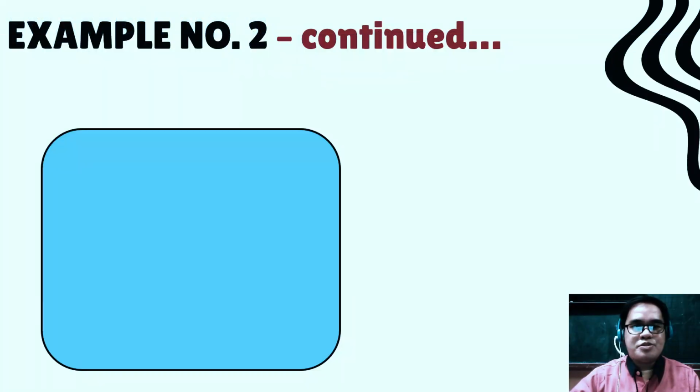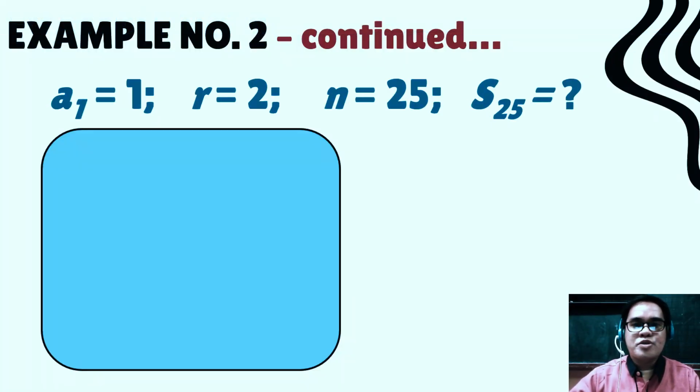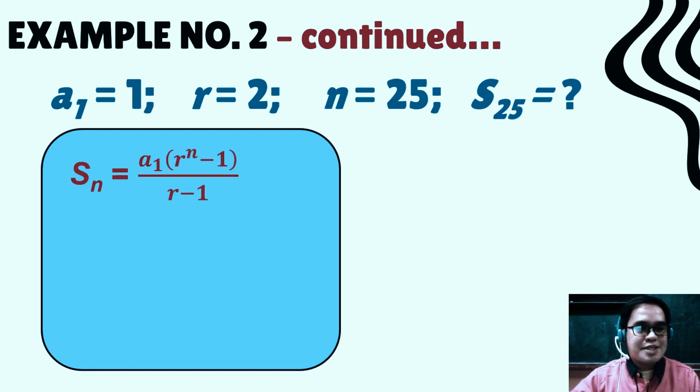Continue the example number 2. A sub 1 is equal to 1 because there is 1 peso as the starting amount of donation on December 1. R is equal to 2 as we computed earlier. N is equal to 25 because the last day of donation is on December 25. So, S sub 25 or the series of 25 terms is what we are looking for. So, the solution is S sub n is equal to a sub 1 times the quantity of r raised to n minus 1 over r minus 1.